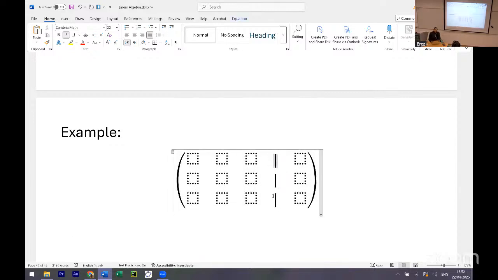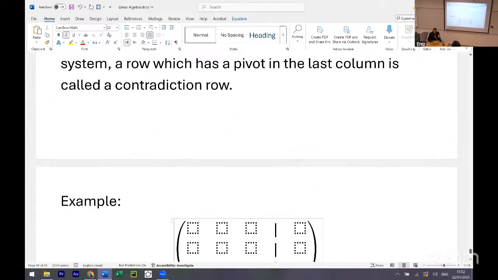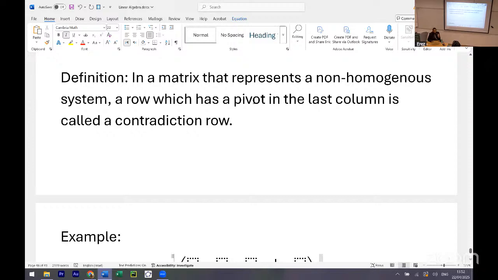Usually when we wish to represent a non-homogeneous system, we put a dashed line there. Not mandatory, but it helps. And look at the following last line. What did I say in the definition? I said that the pivot is in the last column.